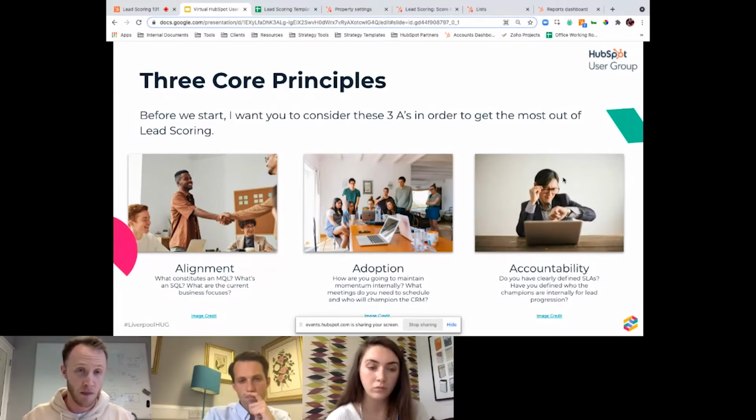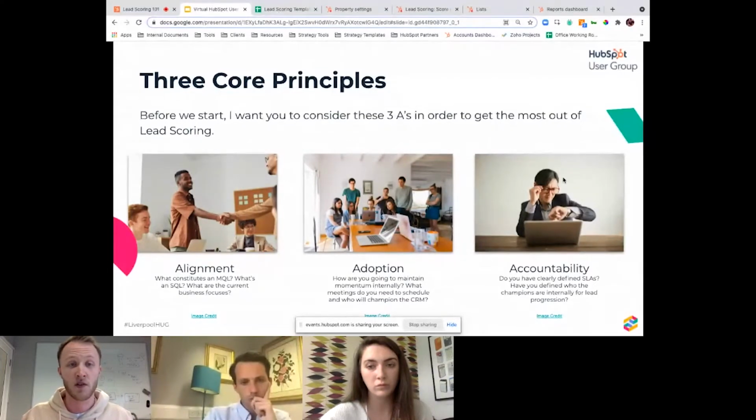So we've got the alignment, we understand what an MQL is. We've got the adoption, we know who's going to champion the system and champion those meetings. But ultimately, how are we going to maintain control over this? When are we going to hand it over to sales? What are the timescales? What are sales going to do once marketing has passed it? Likewise, what is the notice time or lead time that sales need from marketing?